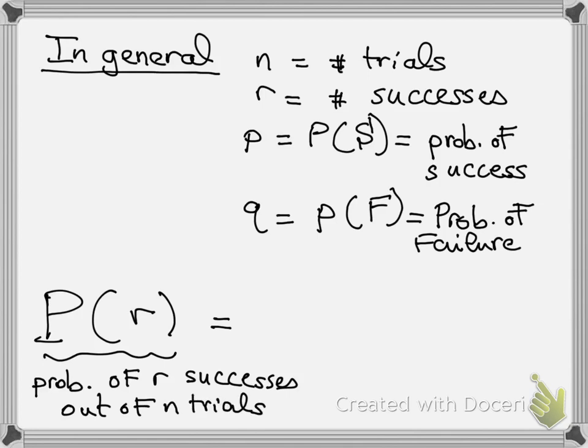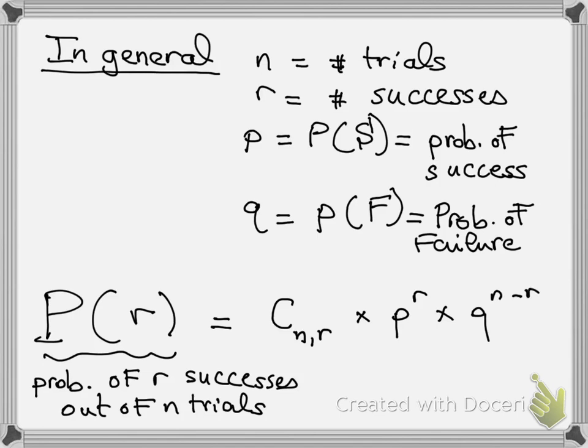Okay, so that's actually equal to, well, I'm going to first use a symbol. There's a symbol C index n r, times p to the power r times q to the power n minus r.